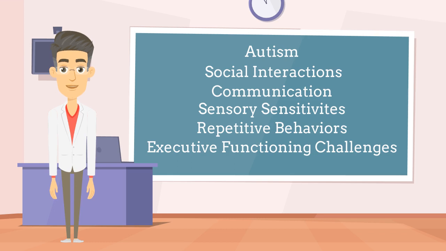The spectrum nature of autism means that individuals can have varying degrees of impairment and unique strengths. While some individuals with autism may require substantial support in their daily lives, others may have exceptional abilities in areas like mathematics, music, or visual thinking.